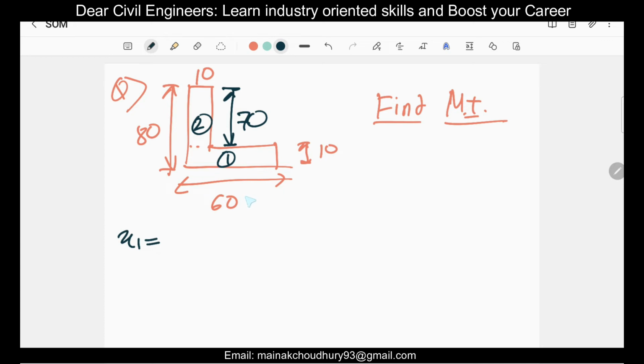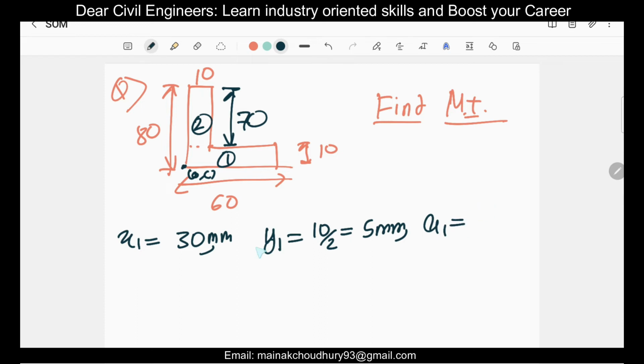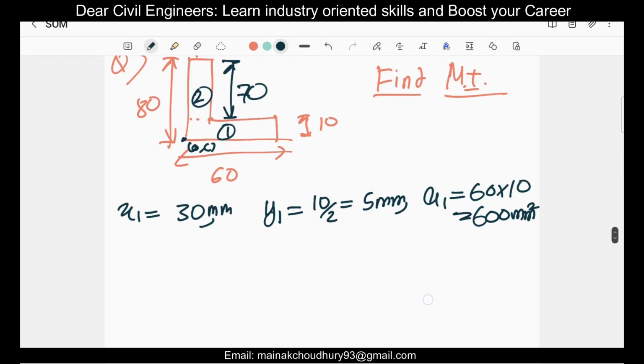So now what is x1? X1 is equal to, just take the origin at this point 0 comma 0, let's assume at this point. So x1 is equal to 60 by 2, so it is 30 mm, and y1 is equal to 10 by 2, that is 5 mm, and then a1. So a1 is basically b into d, that is 60 into 10, so it is basically 600 mm square, right? So b into d, 600 mm square.